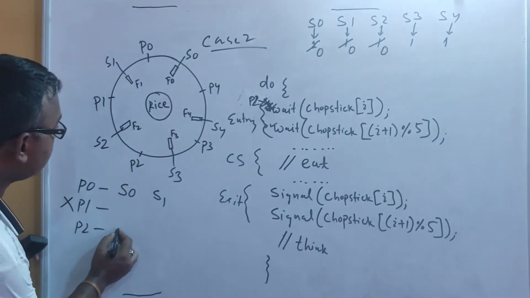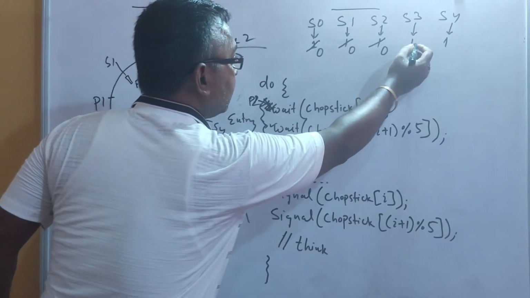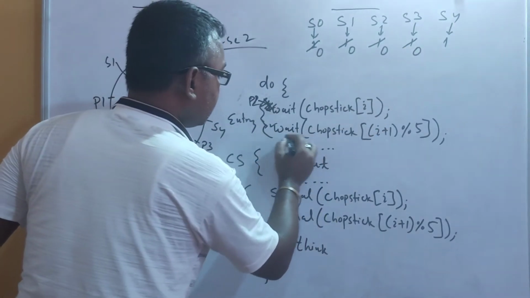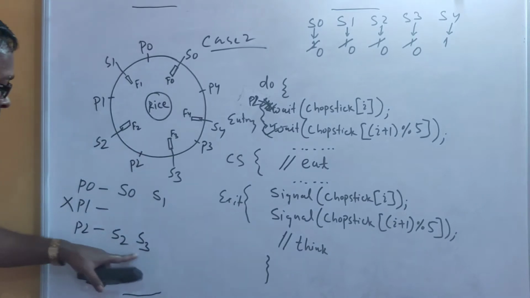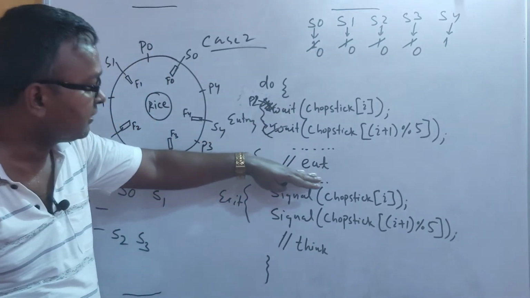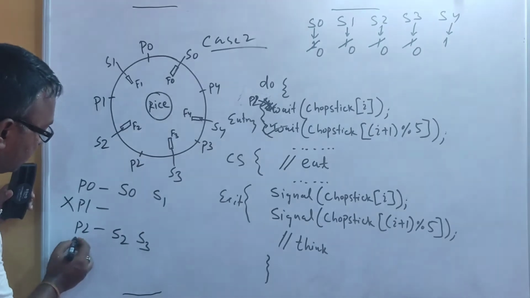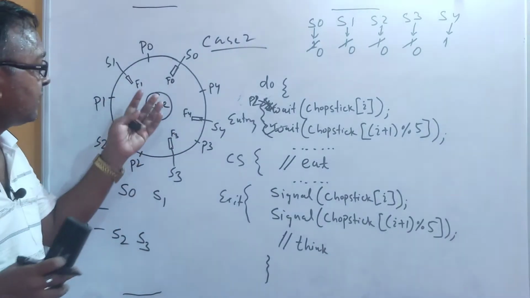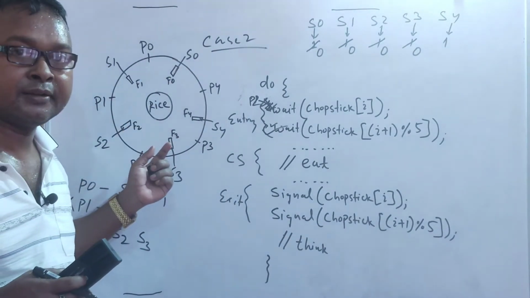S2, and again the right hand side chopstick, decrementing the semaphore value from 1 to 0, executing this line of code also, and it is able to access both the semaphores and enter into the critical section. So now P2 can access the critical section, that means eat the rice. So here you can see inside the critical section two processes are already there, two philosophers are already there.